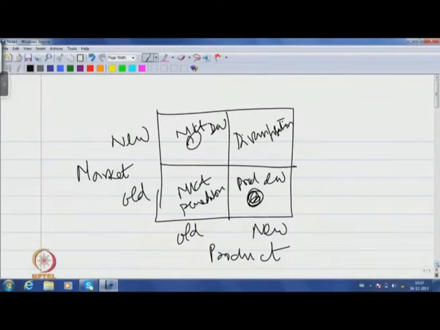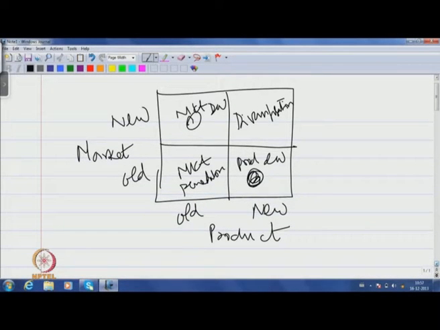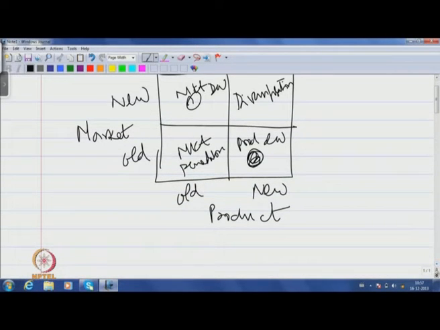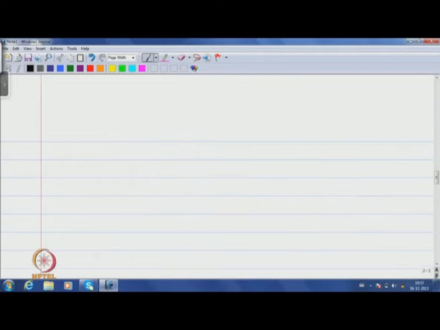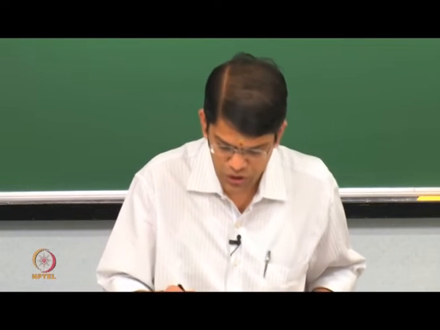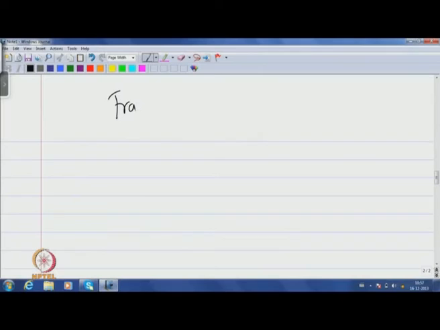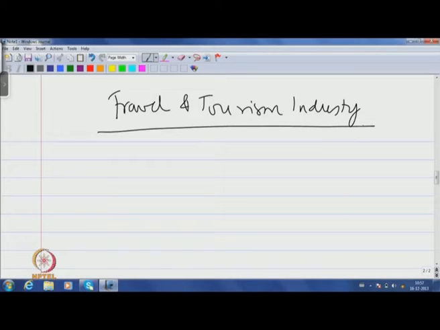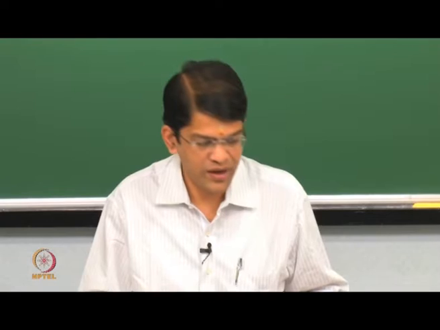Now, having said that, I just would like to present a case for today's discussion. Before doing that, I would like to broadly tell you the domain in which this case discussion is going to happen. The broad industry domain will be the travel and tourism industry, and this is where the case discussion is going to dwell around.